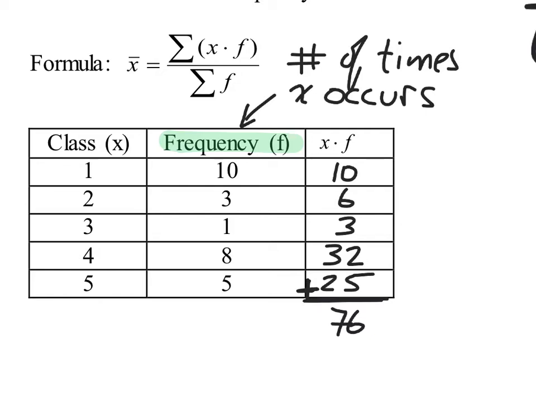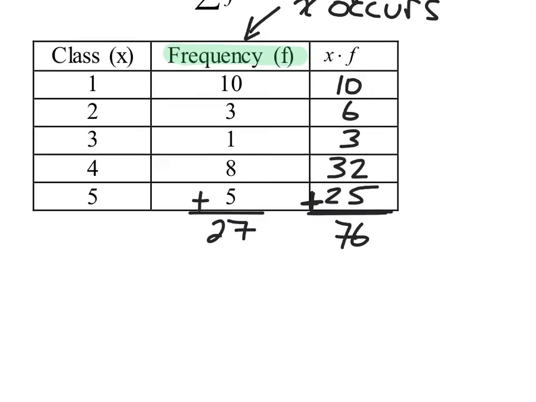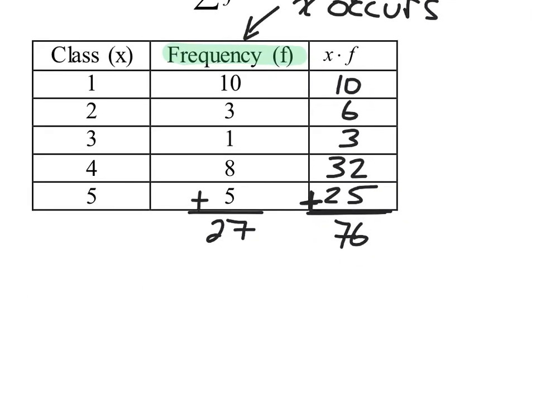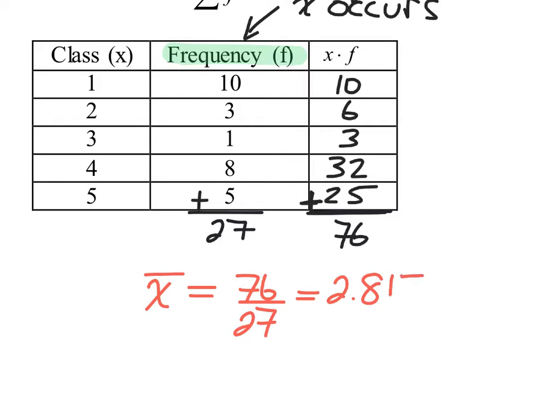So what the calculator did was it actually did this behind the scenes. It wrote that number 1 out 10 times. It wrote that number 2 out 3 times, 3 out once, 4 out 8 times, and 5 out 5 times. Then it added them all up and came up with the 76. The n represents the sum of the f values, which is 27. So it actually did that for us. And then also behind the scenes, it determined what 76 divided by 27 was. All right, and that ended up being about 2.815.